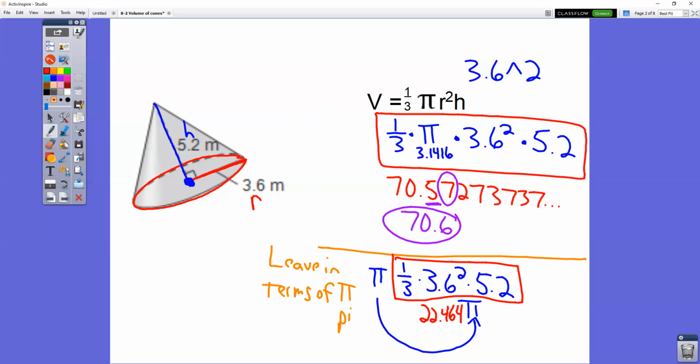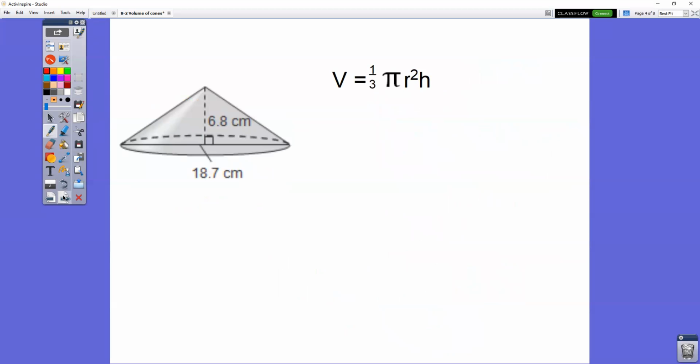Remember that in class kick, you're going to type in 22.464 and just write the word pi after it. No spaces in between the 4 and the p. So that was when you're given the radius. Let's see what happens when you're given the diameter. They are going to try and trick you by giving you the diameter sometimes.